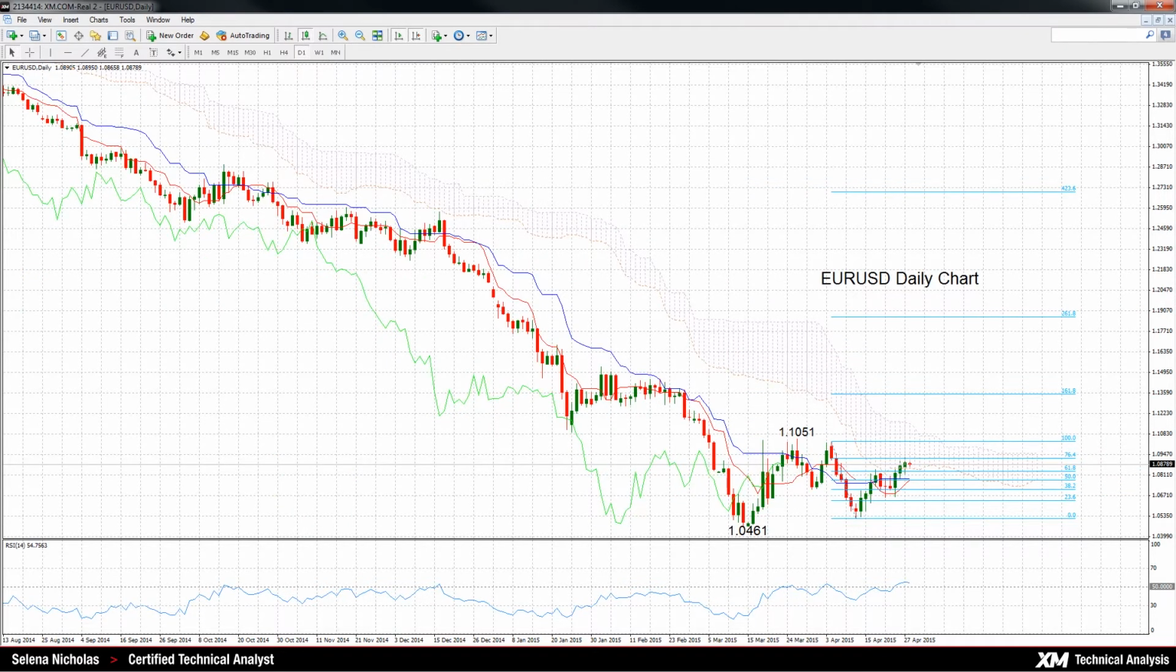Immediate support lies at the 50% Fibonacci retracement level. This comes in at 1.0776, and this is also where the Kijun-sen line is found. Subsequent moves lower would target the March 15th low of 1.0461, and basically we can see that the daily Ichimoku cloud is weighing on the market.